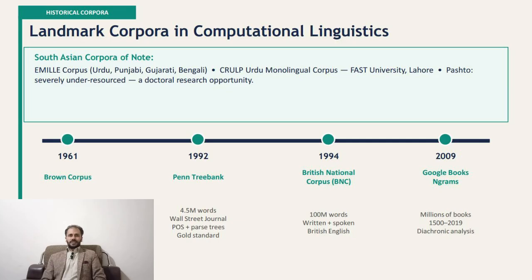The British National Corpus, BNC, 1994. This corpus contains 100 million words of British English from the late 20th century. Crucially, it includes not only written text but also transcribed spoken language: conversations, interviews, lectures, and phone calls. The inclusion of spoken language was a major advancement because it enabled researchers to see how people write and how they speak.